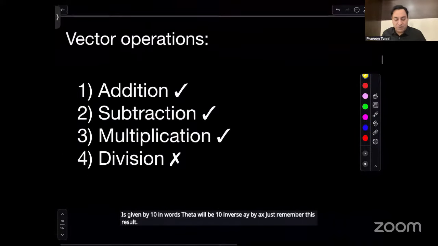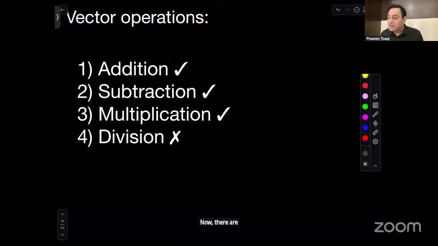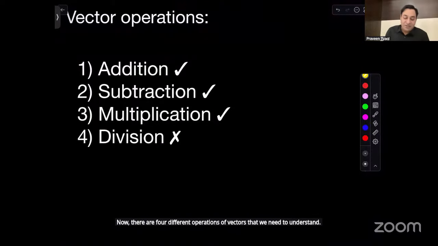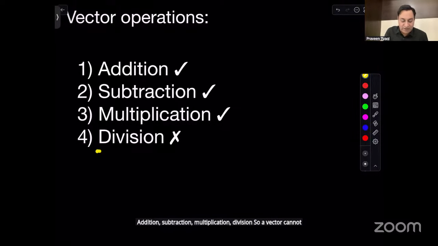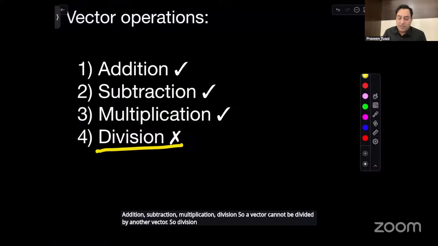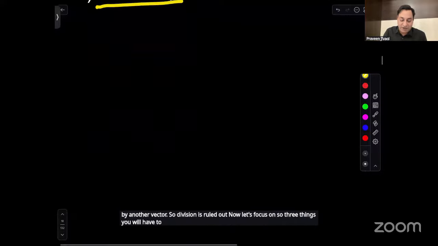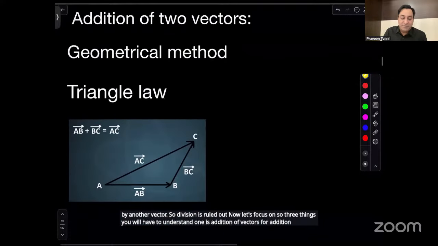Now, there are four different operations of vectors that we need to understand: addition, subtraction, multiplication, division. A vector cannot be divided by another vector, so division is ruled out. Now, three things you will have to understand. One is addition of vectors. For addition of vectors, you have two methods.